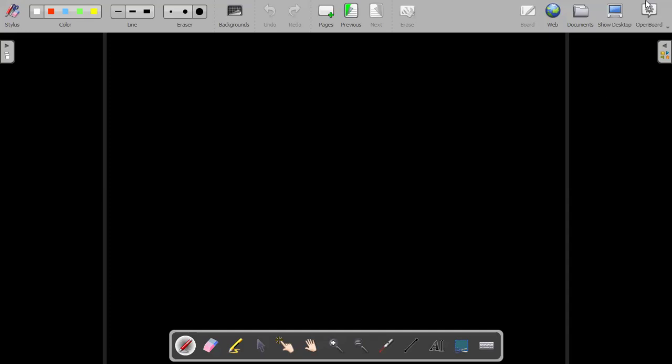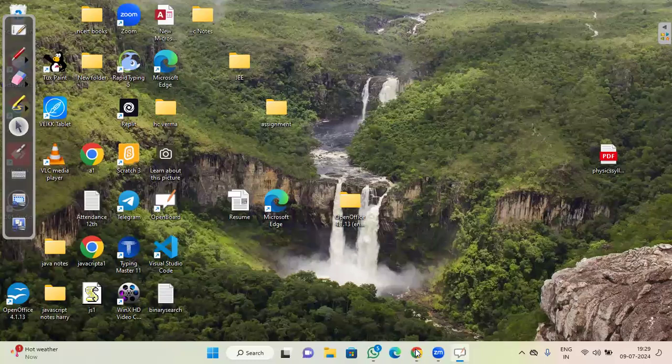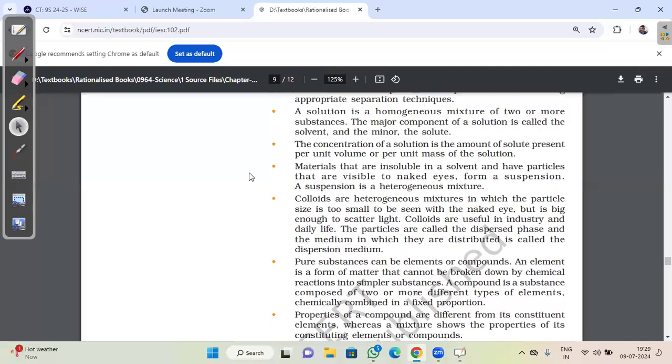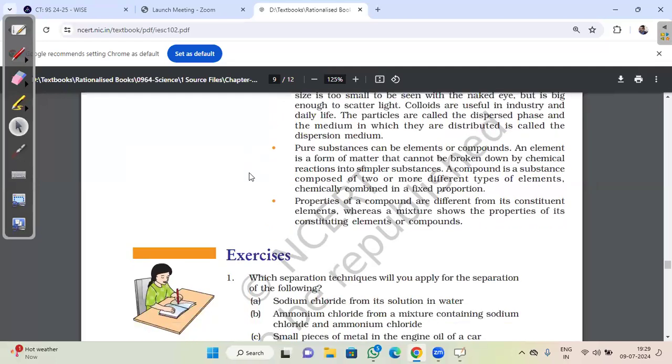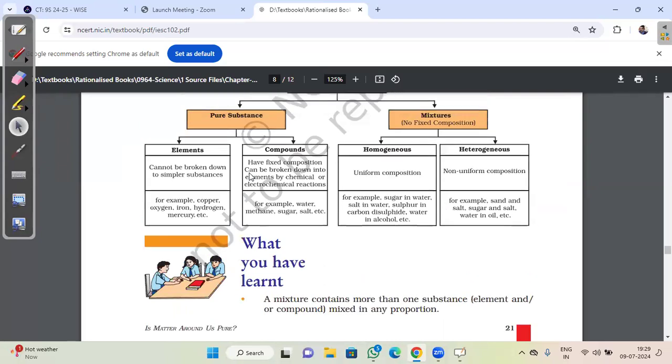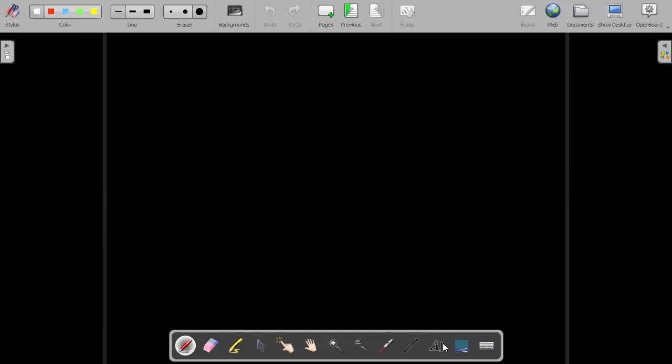I think crystallization is there in this book. Let me check. In the book which I have, there is no crystallization or any topic about separation of mixtures. Okay, so you can just leave that out. And then next is elements and compounds. So what are elements and compounds? In this chapter only, you have elements and compounds.